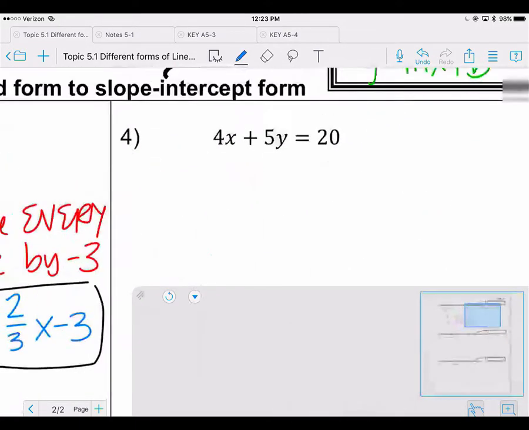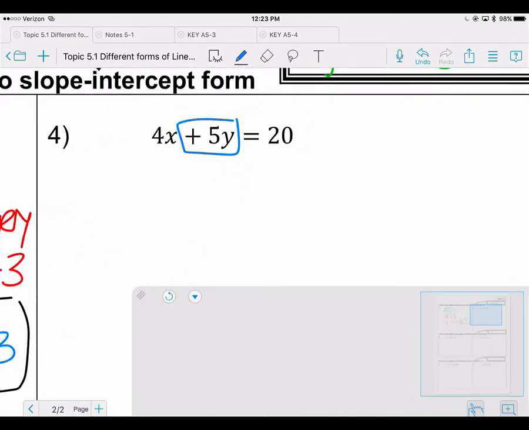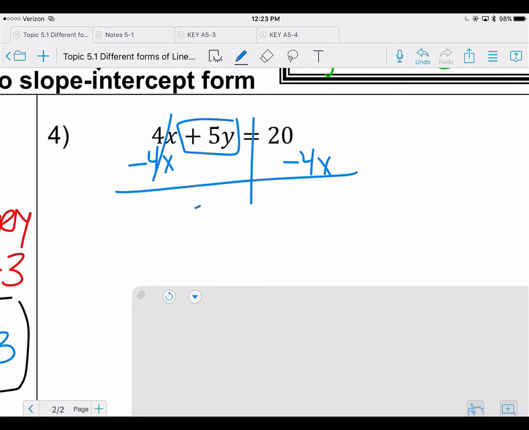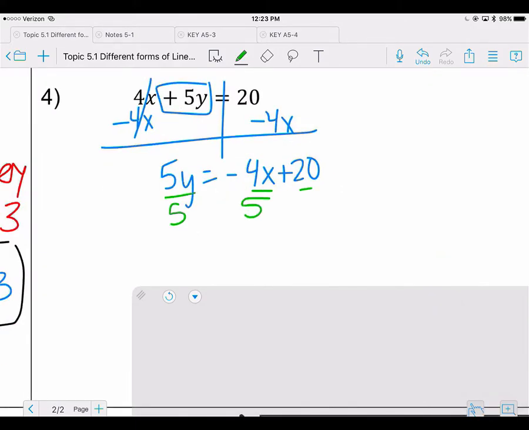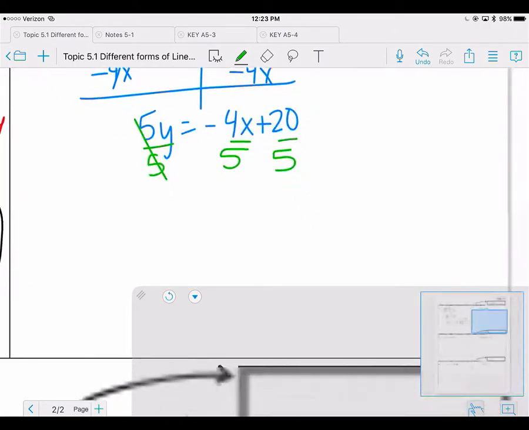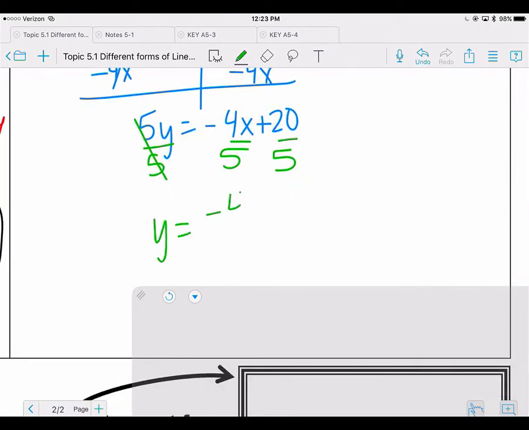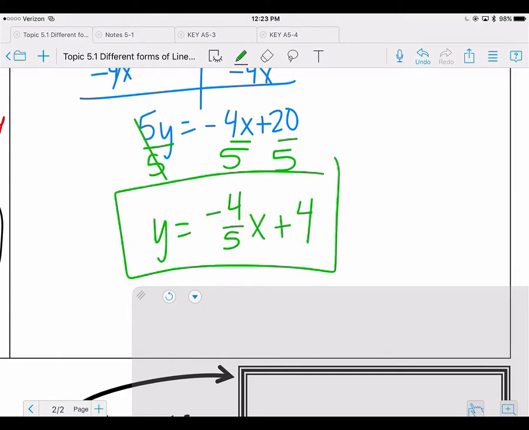Problem 4, we're doing the same thing, trying to get y by itself. We move x. X and 20 are not like terms, so I just rewrite them. And then divide every piece by 5. So y is -4/5 x plus 4. So 4 divided by 5 is just 4 divided by 5. 20 divided by 5 is a +4. So remember, if it does not simplify, leave it as a fraction.